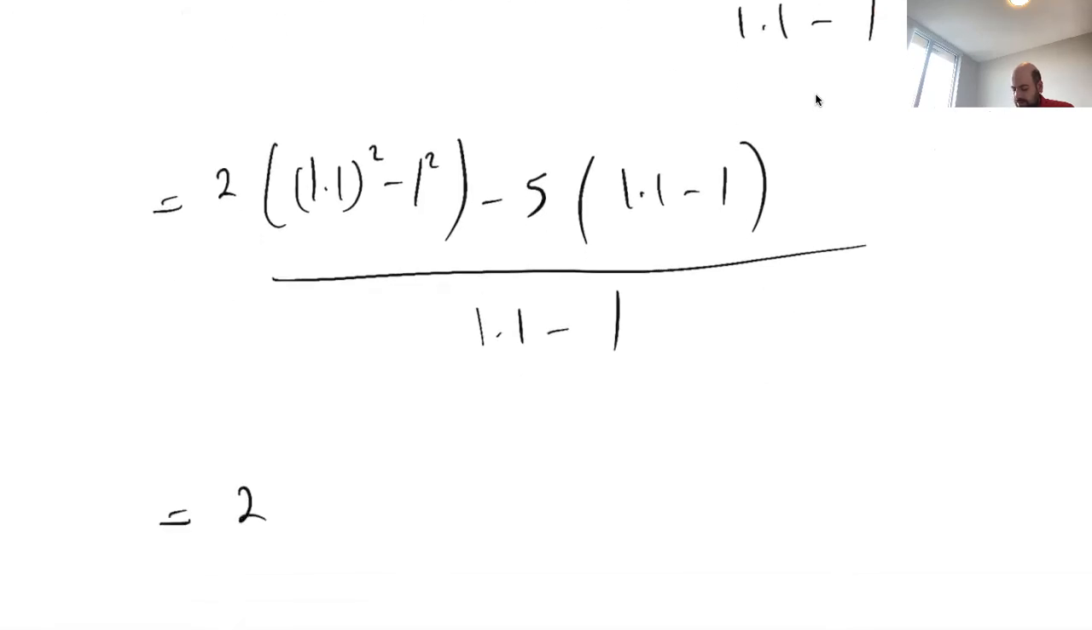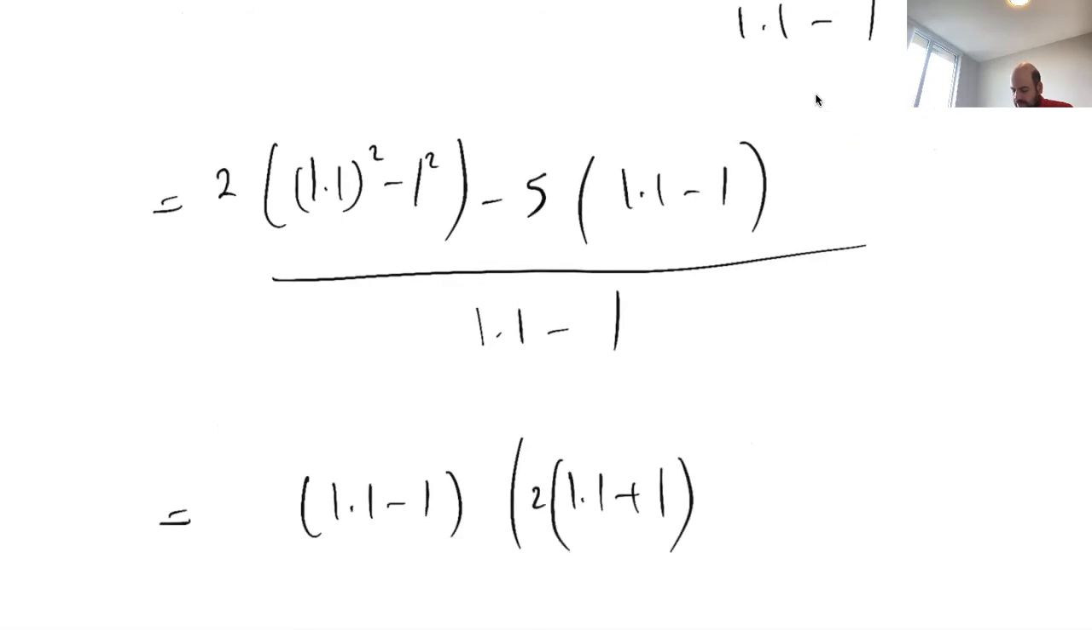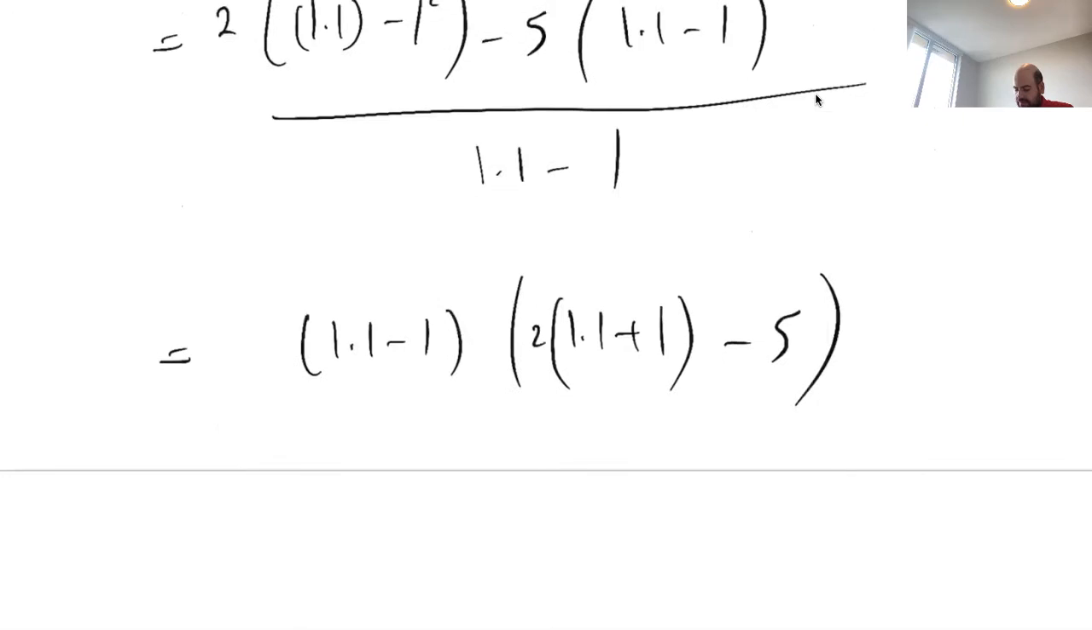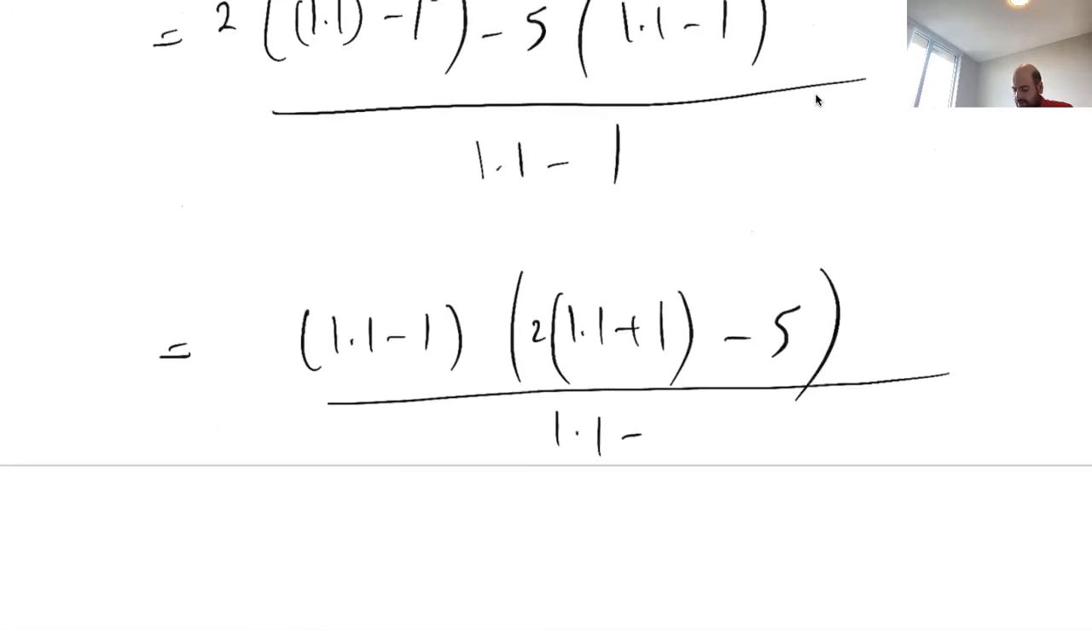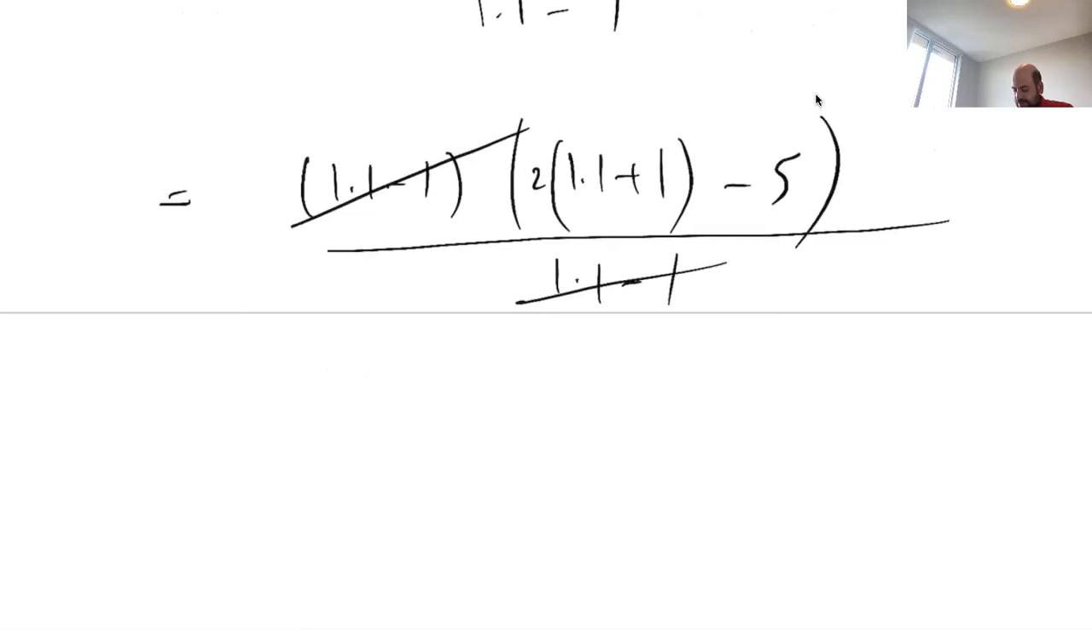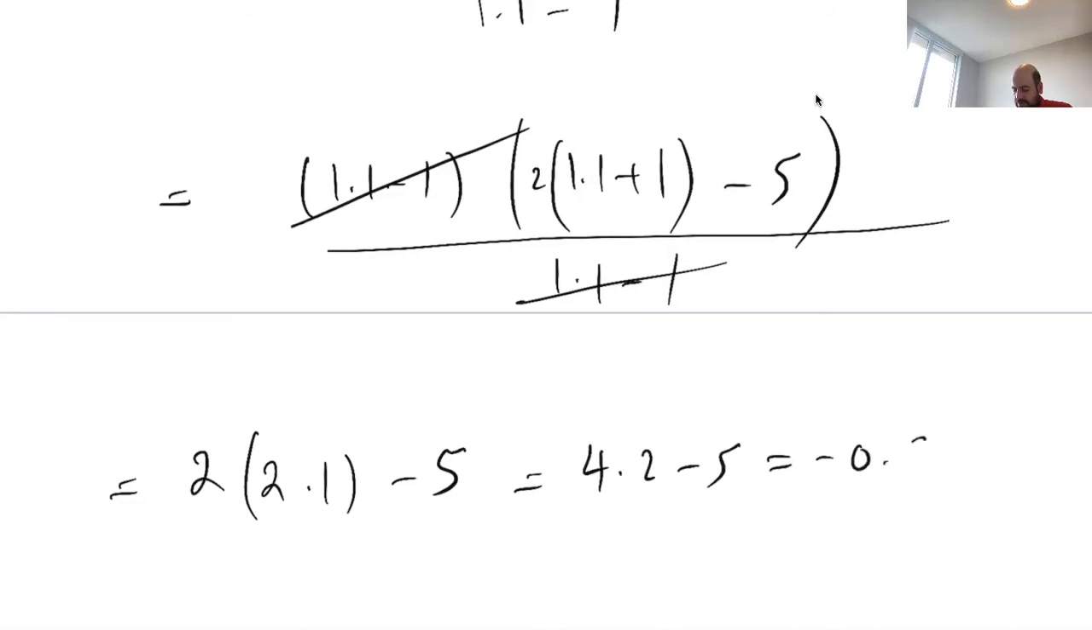So then I'll get 2 times, I can take 1.1 minus 1 out. And then from the first factor, 1.1 plus 1 will be left. From the second factor, let me just take 1.1 minus 1 out. And then from the first factor, 2 times this will be left. From the second factor, minus 5 will be left. And then divided by 1.1 minus 1. This cancels with this. Then the answer is 2 times 2.1 minus 5, which is 4.2 minus 5, which is minus 0.8.